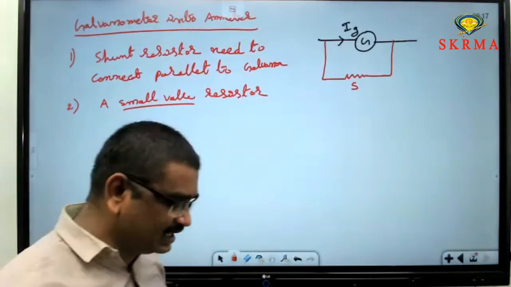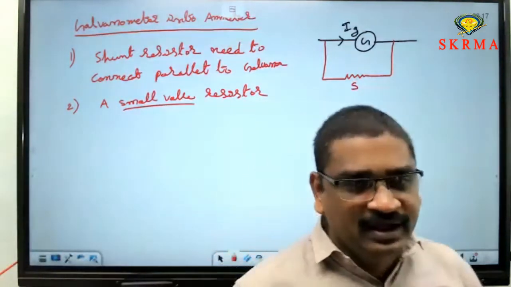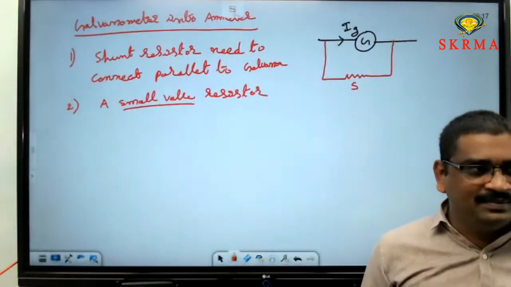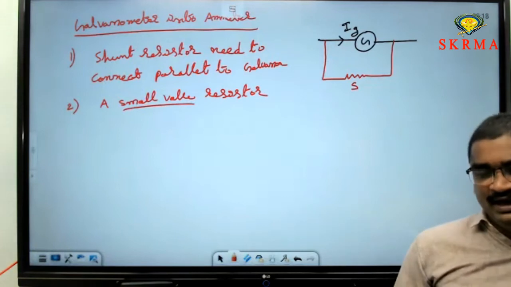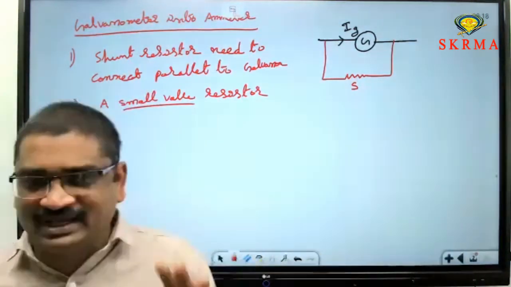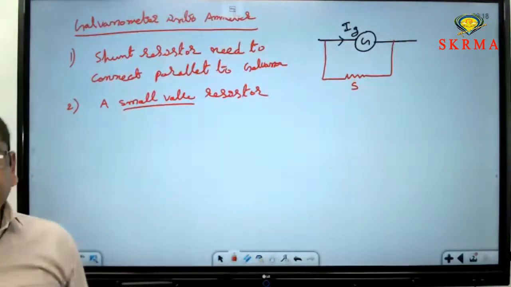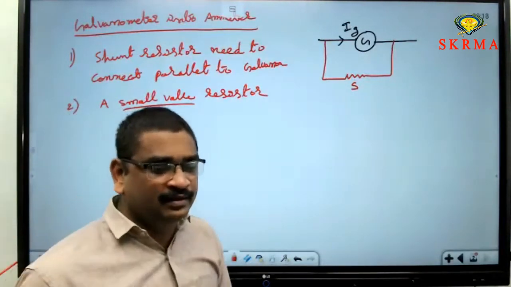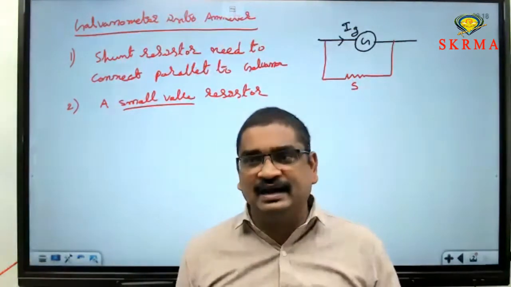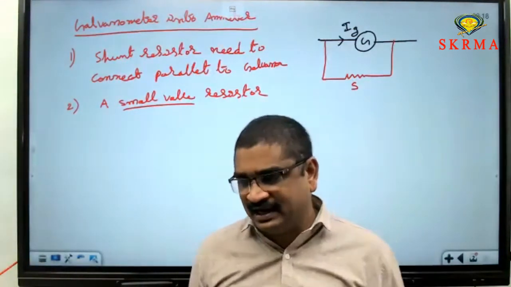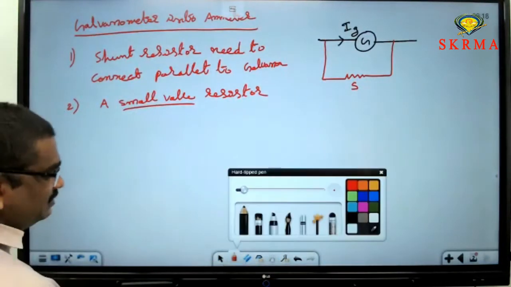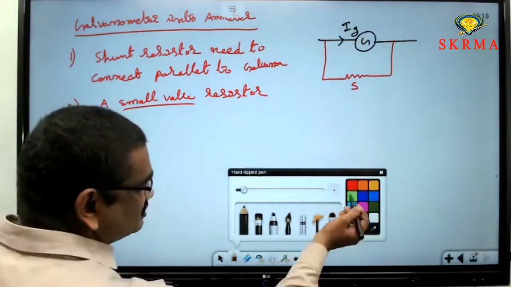So what is the basic concept here? If you connect a small resistor in parallel to the galvanometer, then the galvanometer is converted into an ammeter. That is the first criterion. A small resistor should be connected in parallel to the galvanometer, and that is called an ammeter. Is this clear? They may directly ask this question also.